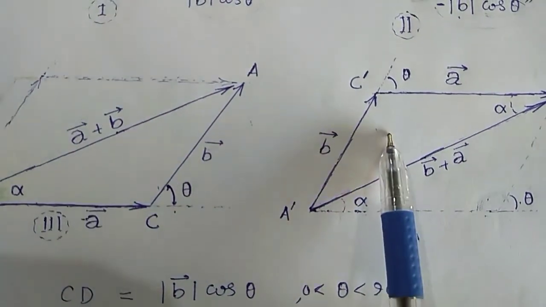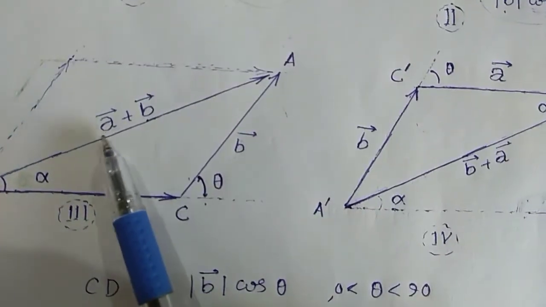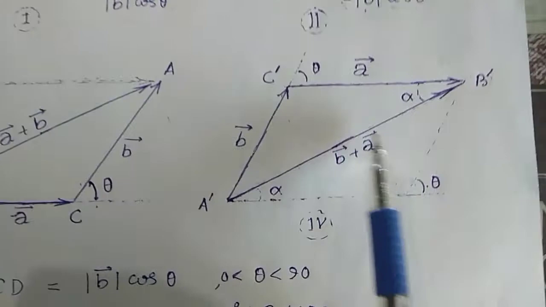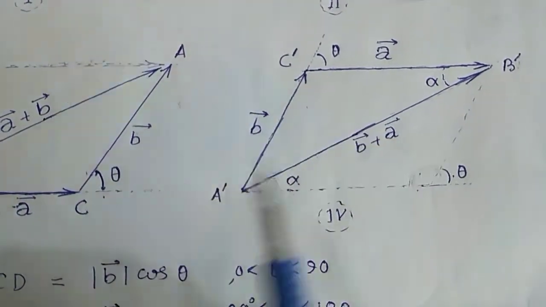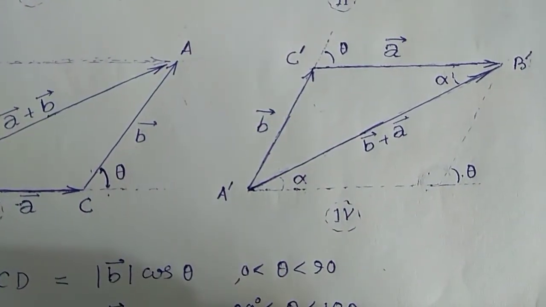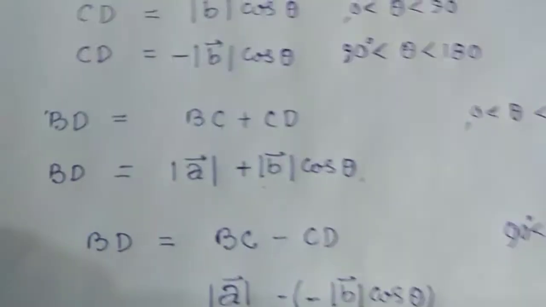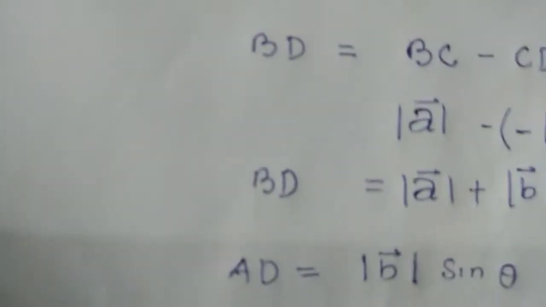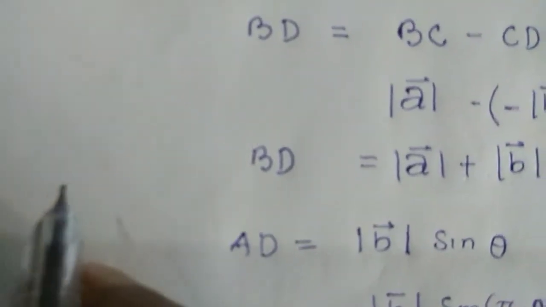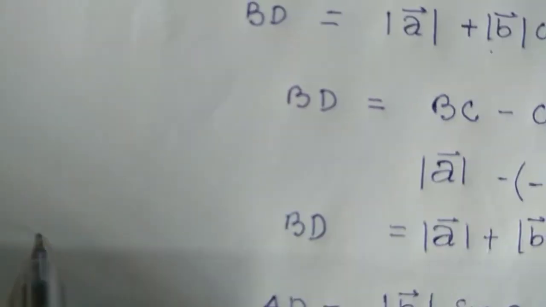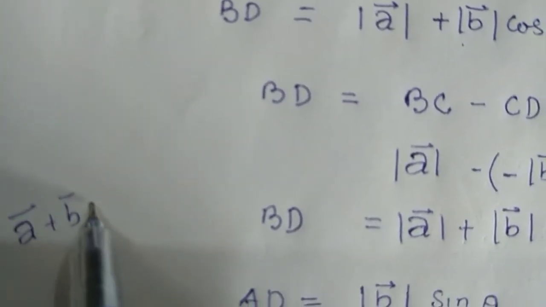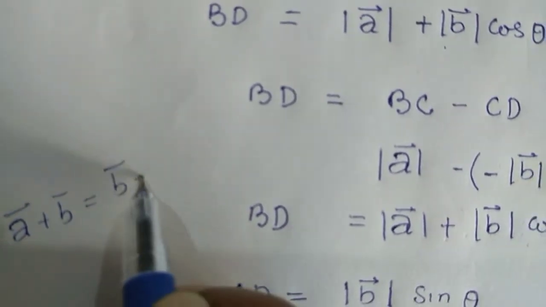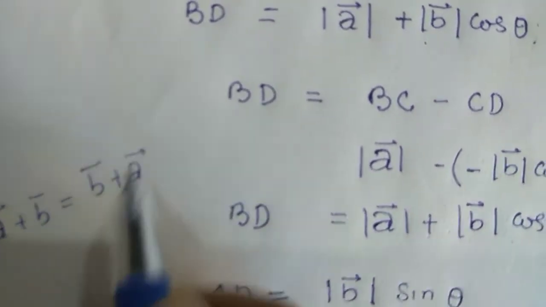You see here another thing, A plus B is equal to B plus A. It is known as the commutative law. That is, vector A plus B is equal to vector B plus A. This is the commutative law.